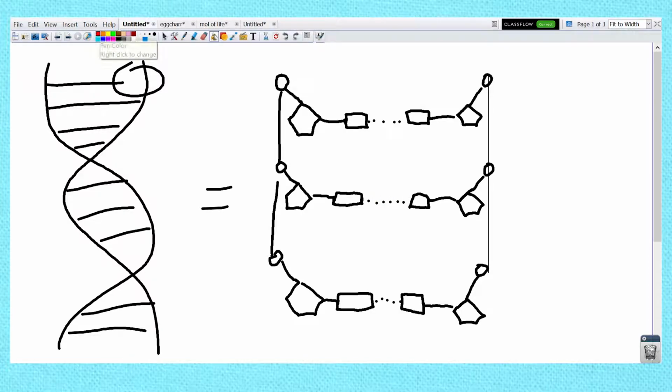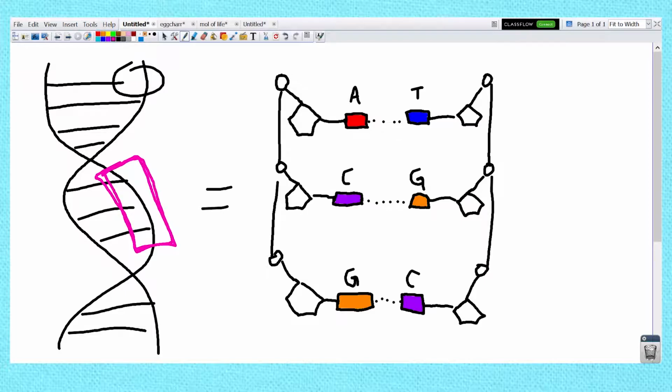So let's say this was our A, adenine. It's going to bond with our T. What do we have? Purple and orange in the other ones. C is going to bond with G. So that means G and C, they're interchangeable, either way. Phosphate, sugars, nitrogen bases. This is just a combination of letters.